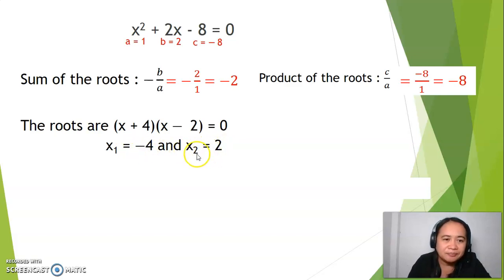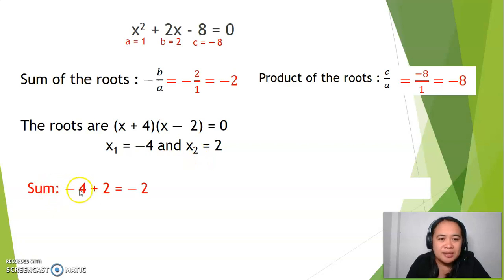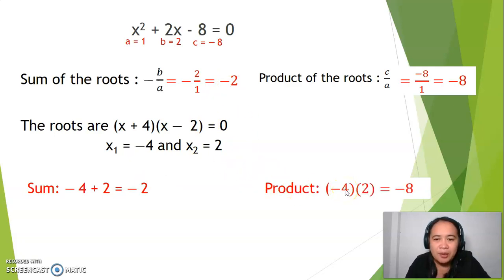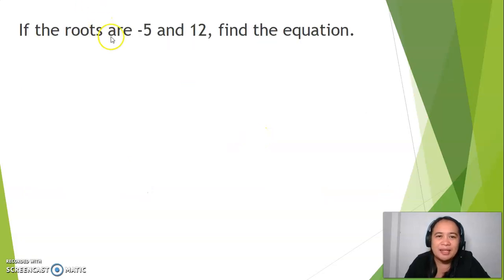Let's check. Sum of the roots. Negative 4 plus 2 is negative 2, which is exactly the same with this. Well, the product of the roots will be negative 4 times 2, which is negative 8, which is exactly the same with this. Okay. Now, at this point, what if the roots are given? How to find the quadratic equation? So if the roots are negative 5 and 12, find the equation of this.